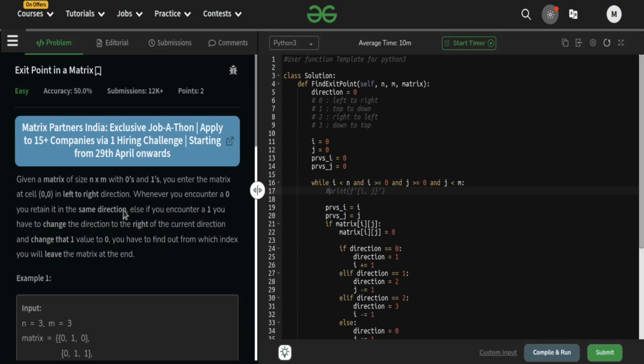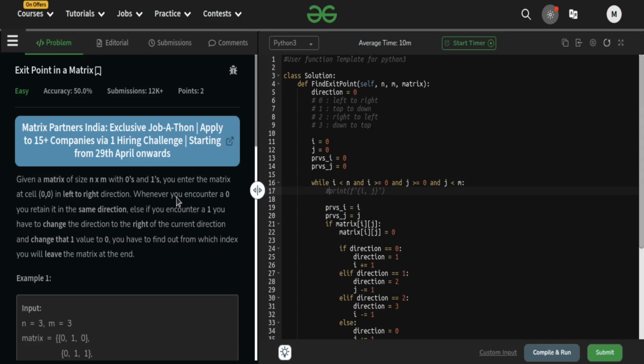Hello guys, in this video we are going to discuss the solution of the problem exit point in a matrix. So let us look at the problem statement. The problem statement says that given a matrix of size n by m with zeros and 1, you enter the matrix at cell 0, 0 in left to right direction.